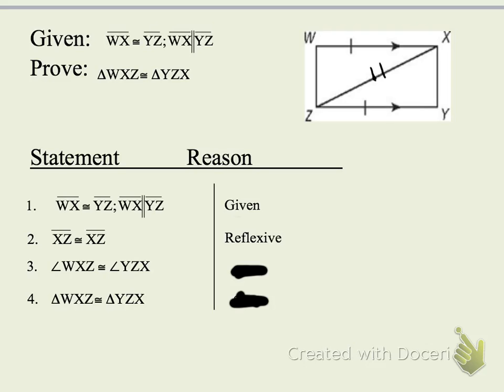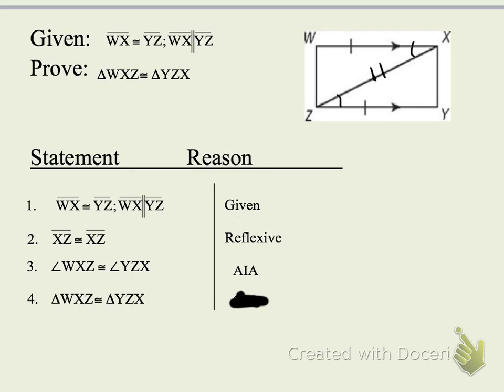Okay, so now I need it to be either side, side, side, side, angle, side, something like that with my two sides to make it two congruent triangles. So if I have angle WXZ, so WXZ being congruent to angle YZX, so this one, by the alternate interior angles.